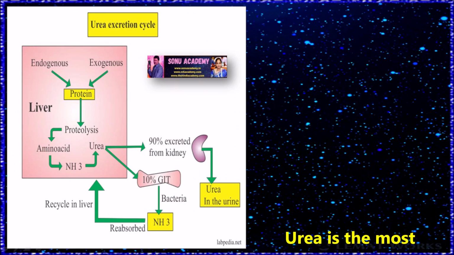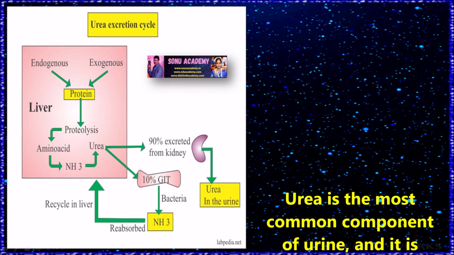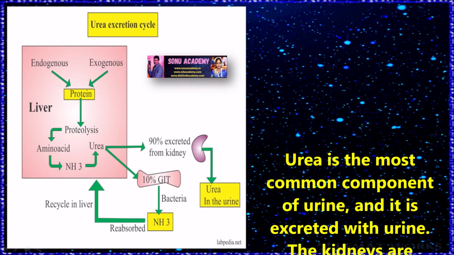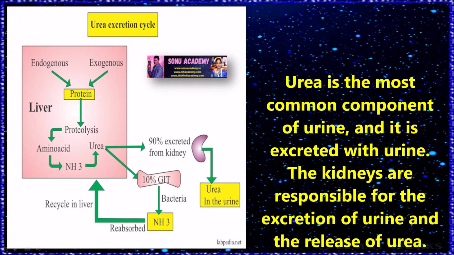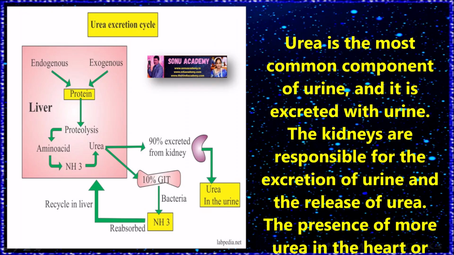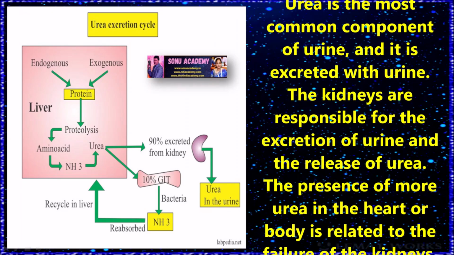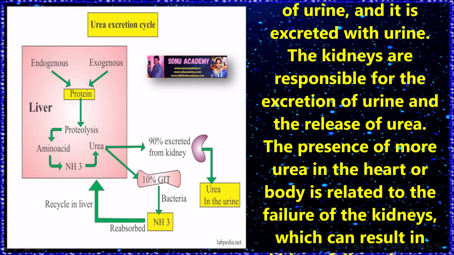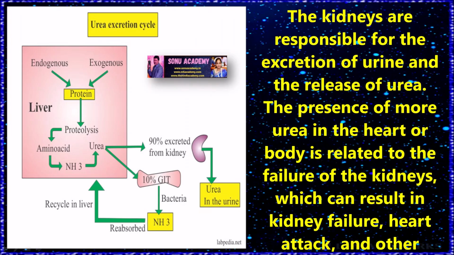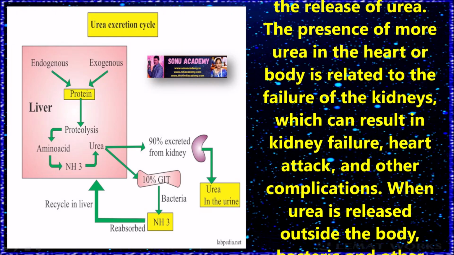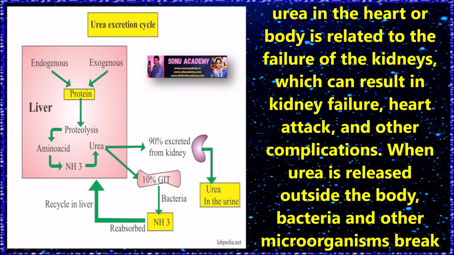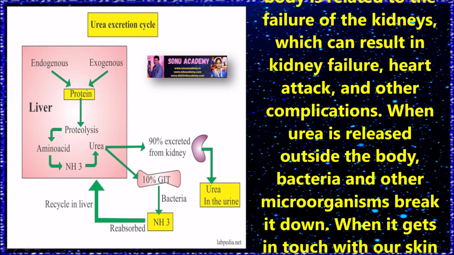Children, now let us discuss why urea should be eliminated in the urine. Urea is the most common component of urine and it is excreted with urine. The kidneys are responsible for the excretion of urine and the release of urea. The presence of more urea in the blood or body is related to the failure of the kidneys, which can result in kidney failure, heart attack, and other complications.